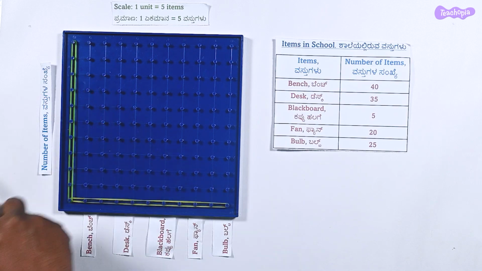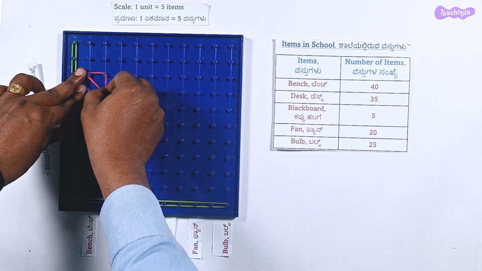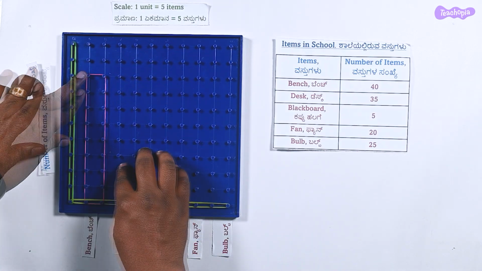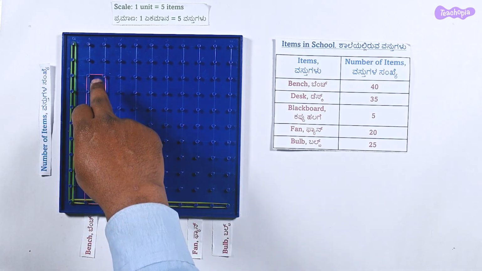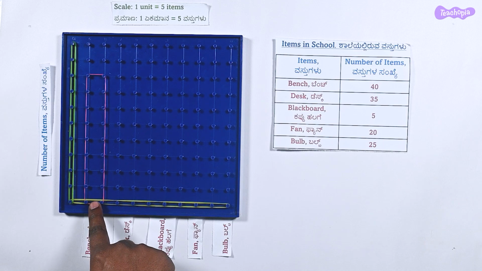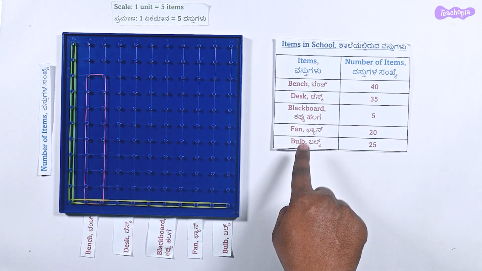I have to put the rubber band on this knob, create a block kind of thing, and pull it down so that I create a bar kind of thing. So you can see the bar is in a rectangular form. In the same manner, I'm going to represent the desk, blackboard, fan, and bulb.